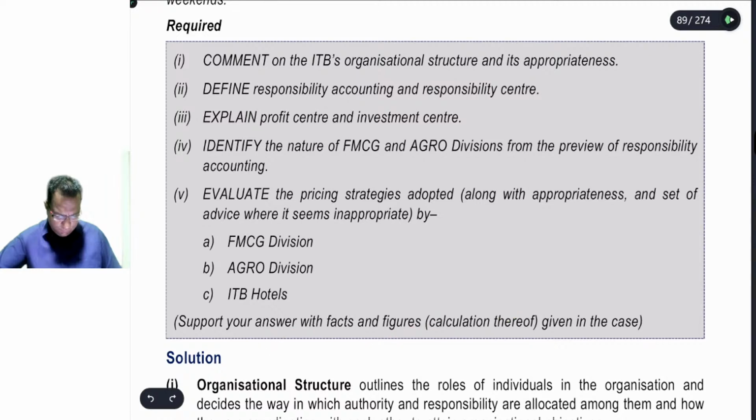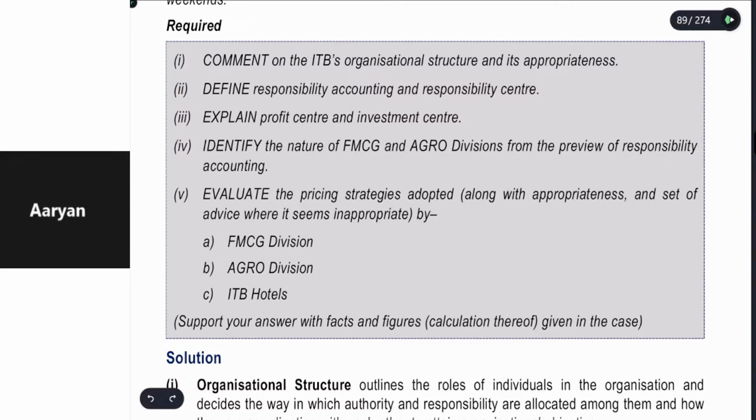So let's start with the FMCG department. I give you 1 to 2 minutes. Identify the pricing strategy adopted by the FMCG department, and its appropriateness. 2 minutes are available with you. Try to complete your thought process within that 2 minutes regarding the FMCG department. For now we will discuss only that. The chapter concept that will apply here is pricing decision.